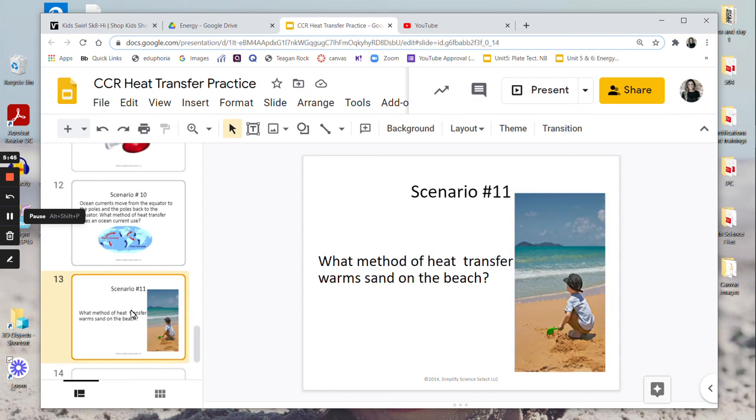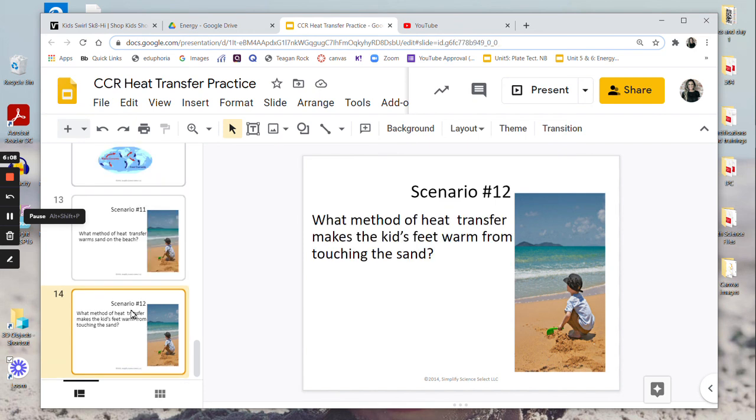What method of heat transfer warms the sand on the beach? This would work the same with concrete in the summer. If you walk out on concrete in the summer or on the beach in summer, your feet are going to burn. The sun is not touching the sand or the concrete. It is very far away, but it is heated up through radiation. Remember, no direct contact.